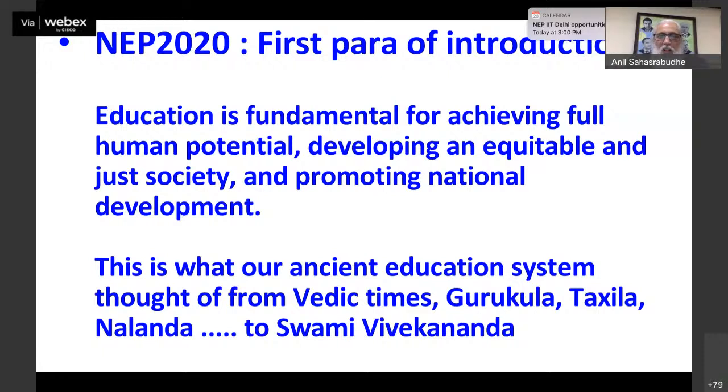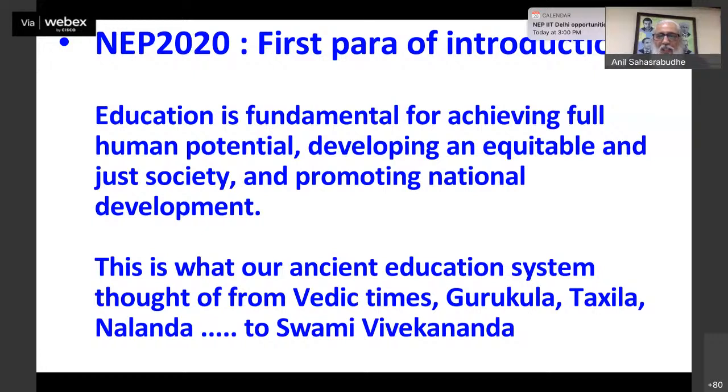It also has to take care of equitable and just society creation, because we are in a country with so much diversity in terms of geography, climate, the clothes that we wear, food habits, education, and whether we live in rural areas, tribal areas, or in the cities or metros. So creating an equitable and just society must be one of the tenets of education.